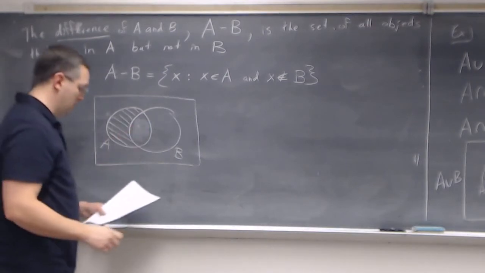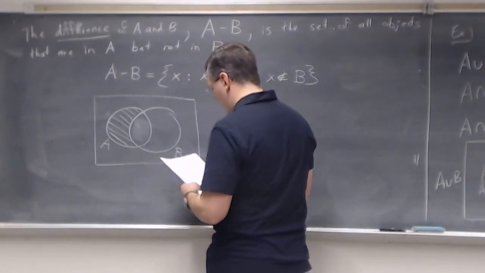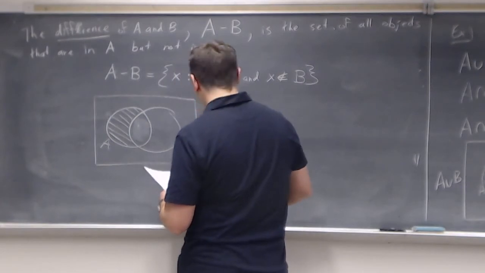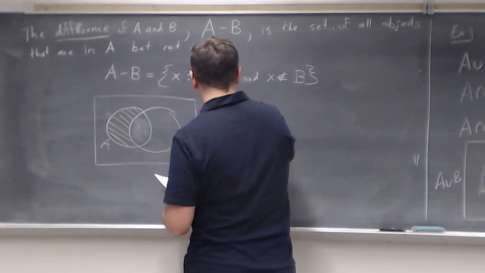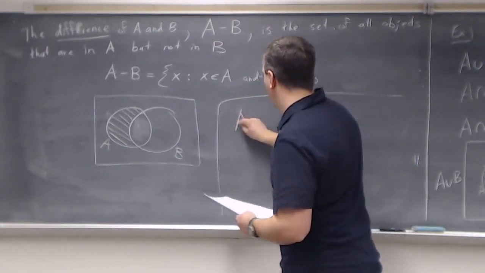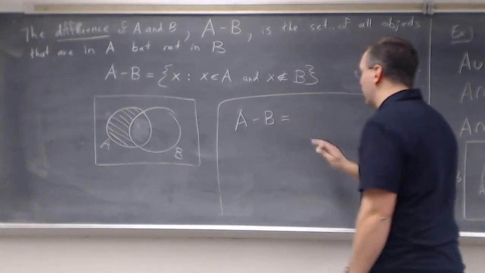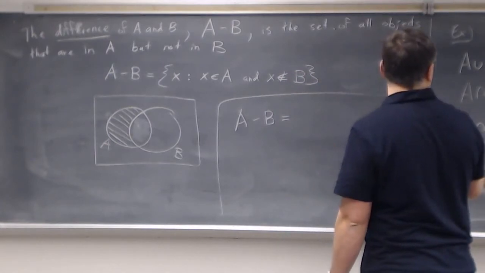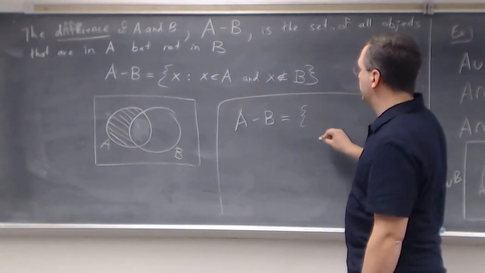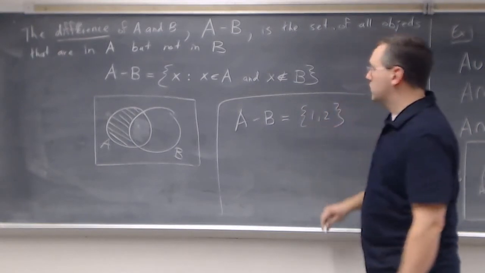Okay, so let's do the same example, still over here. What if I had, in the previous example, what would A minus B be? Remember, A is a set with 1, 2, 3, and 4. B is a set 3, 4, 5, 6. So A minus B would be 1 and 2. Have 1 and 2 in it.